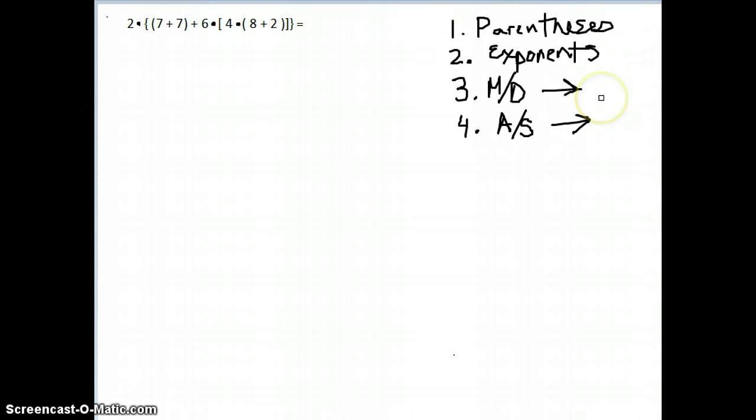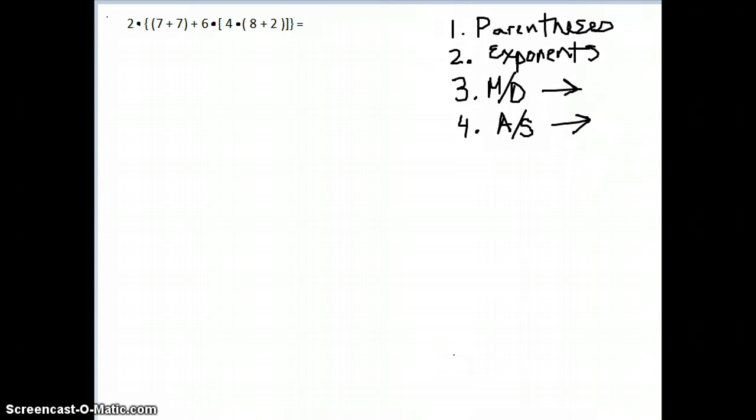So that part is important, should be in the order that they come from left to right. That means that if we have multiplication and division in a problem and we read it from left to right, if the division comes first, we do division first. If reading left to right multiplication comes first, then we do the multiplication first. So those are both at the same level. And then our last step is addition or subtraction, again in the order that they come from left to right in the problem.